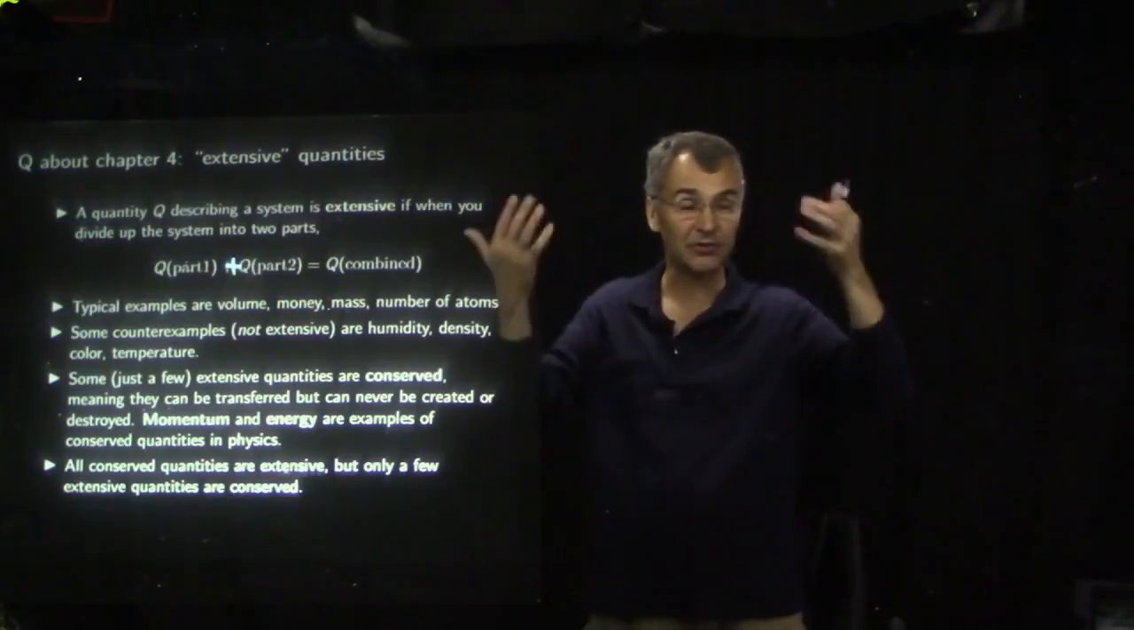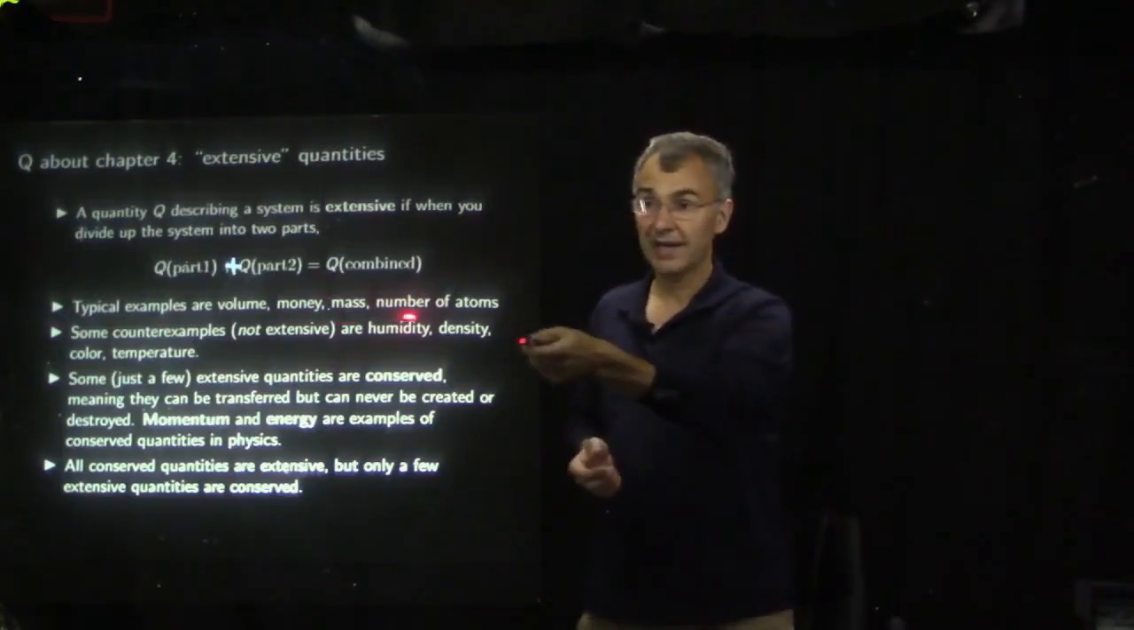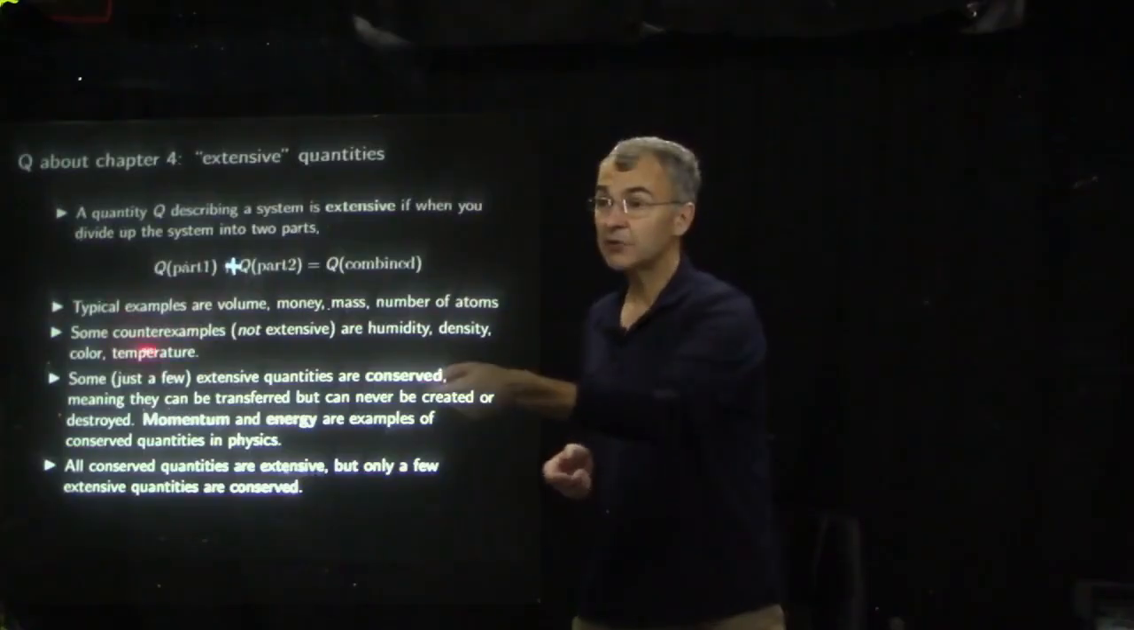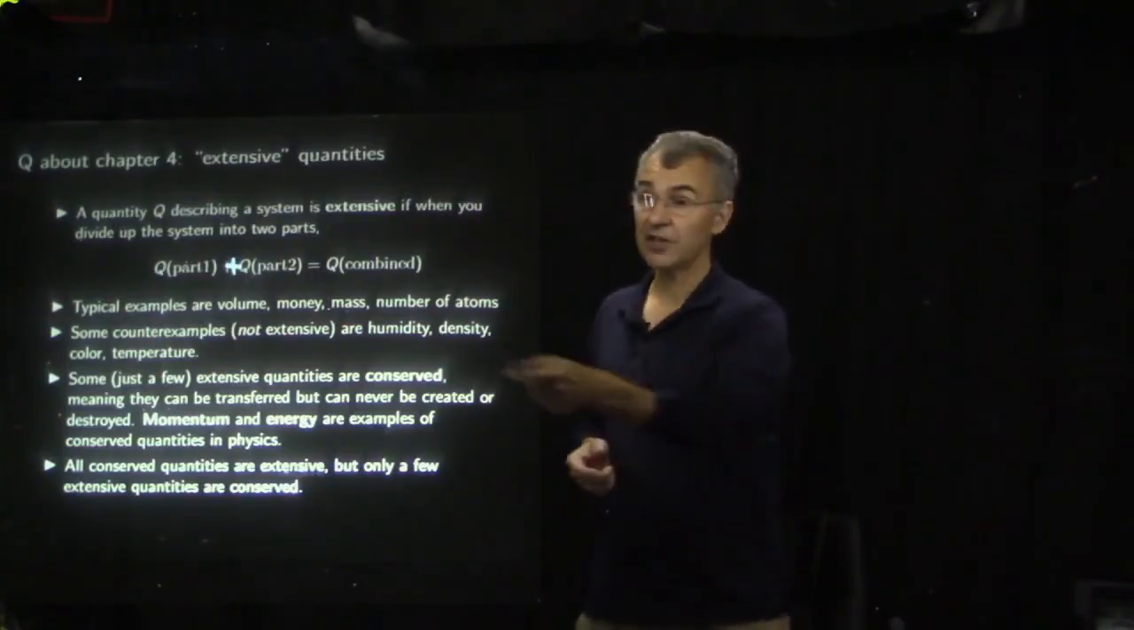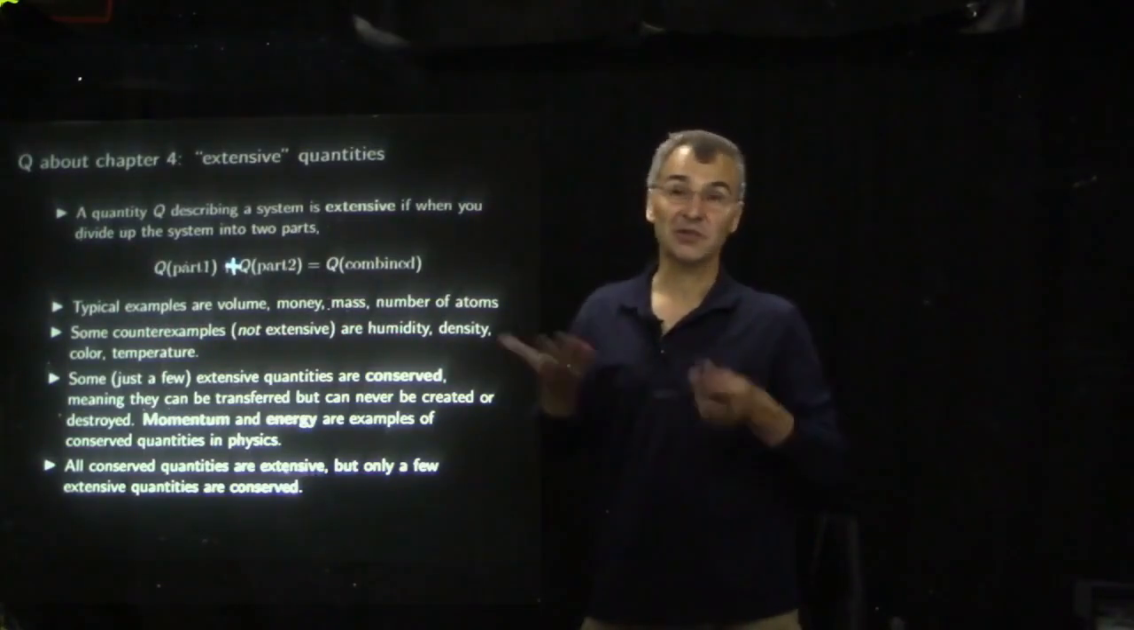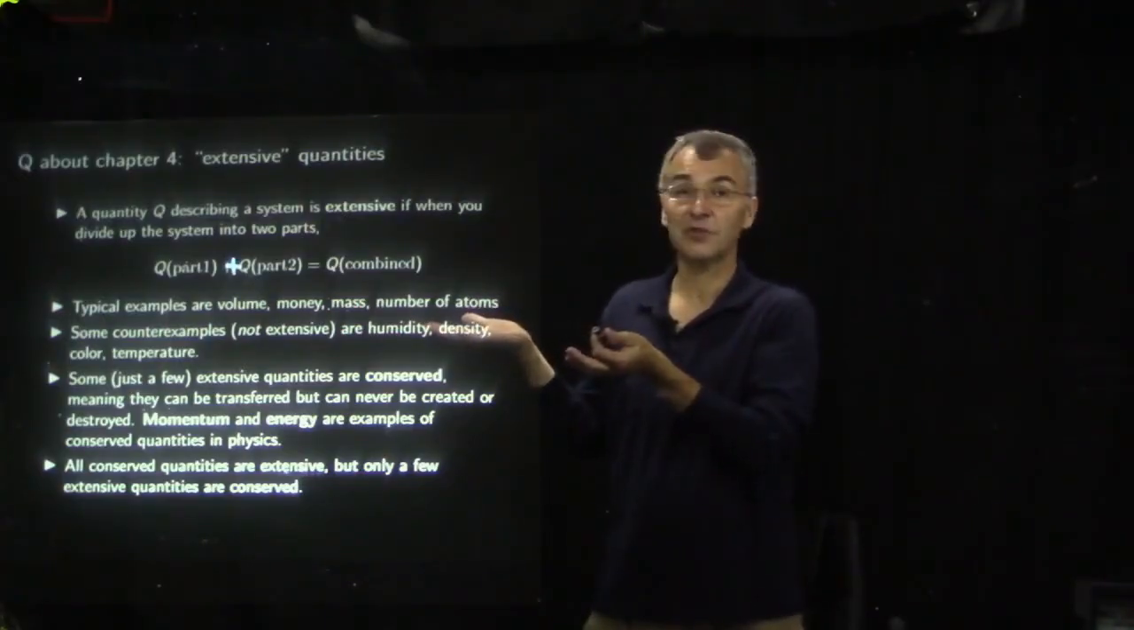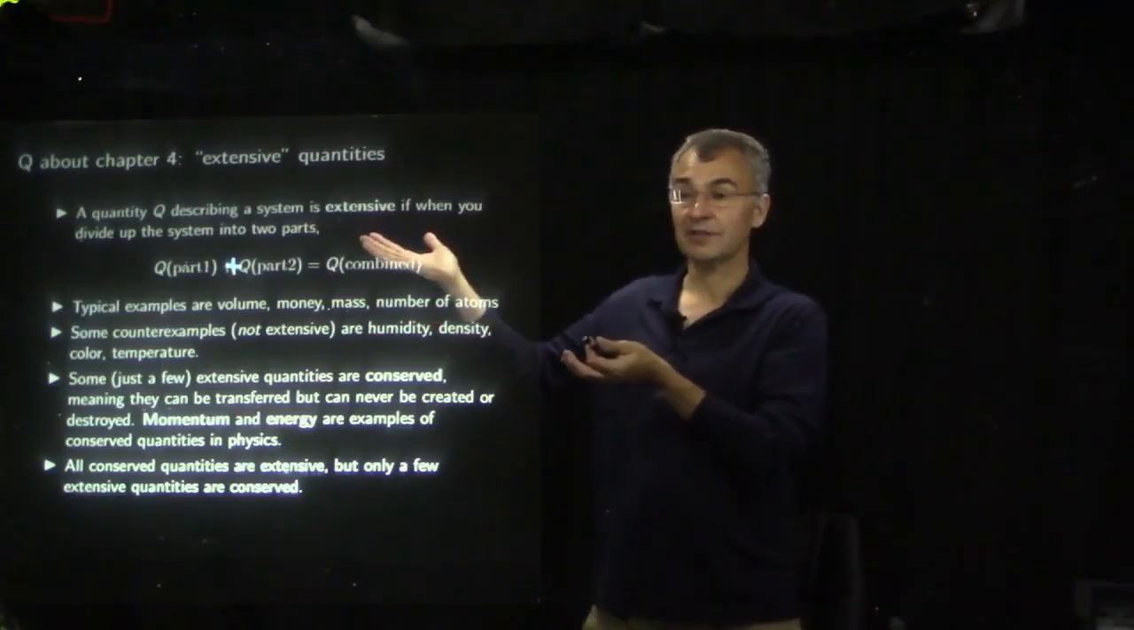Density. I have some water. Density 1 gram per cubic centimeter. Then I have some rock. Density 2.3 grams per cubic centimeter. Then I put the rock into the water. I don't have 3.3 grams per cubic centimeter. That just doesn't make sense. Temperature. I have one object at 50 degrees Celsius and another object at 60 degrees Celsius. If I combine them, I don't get 110 degrees Celsius.